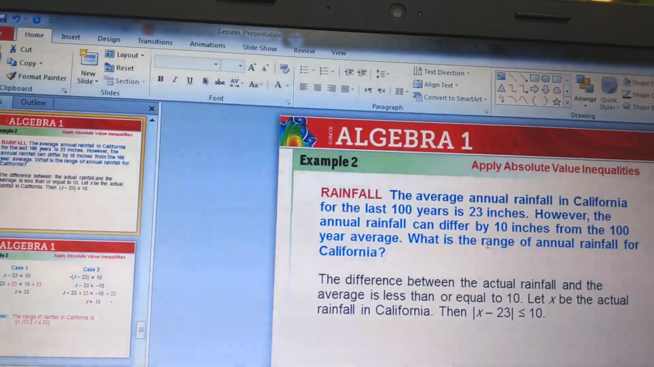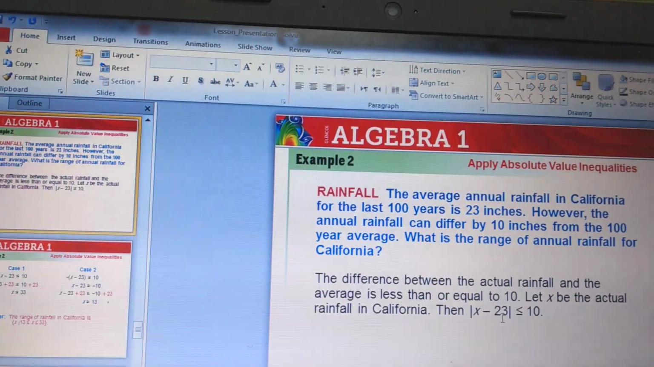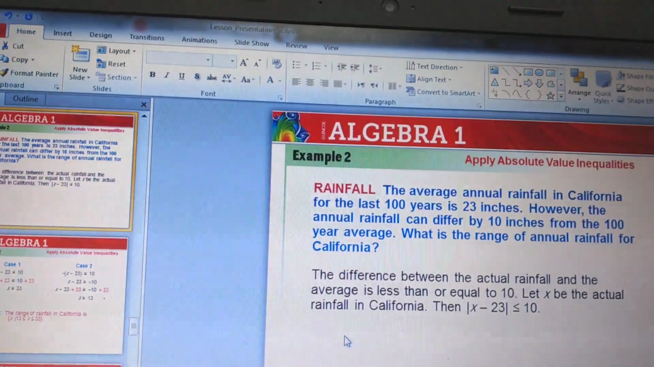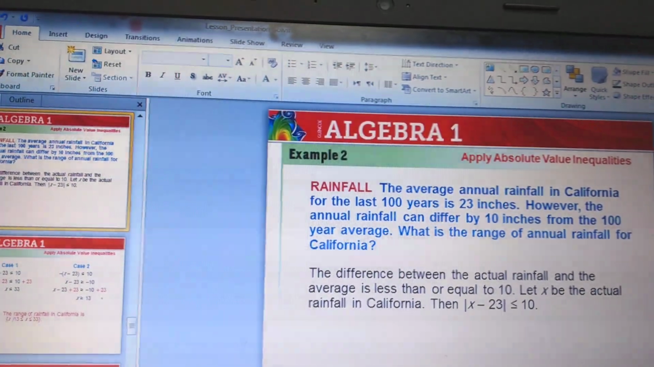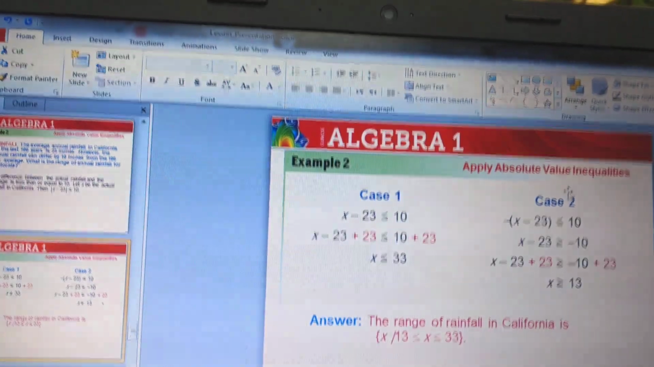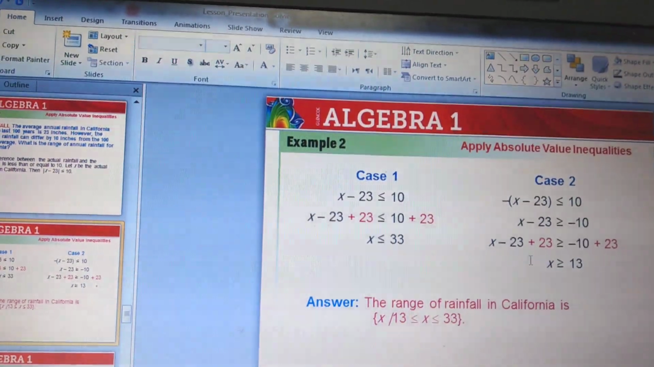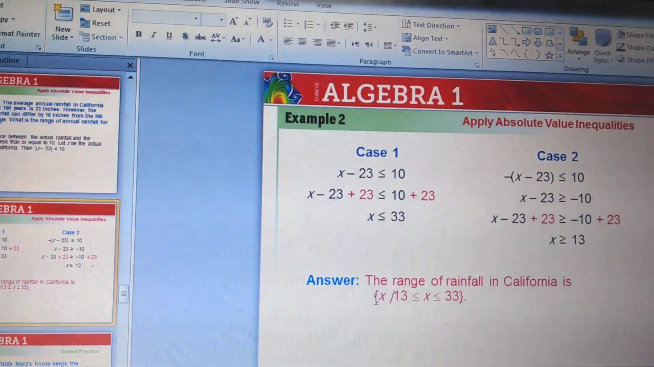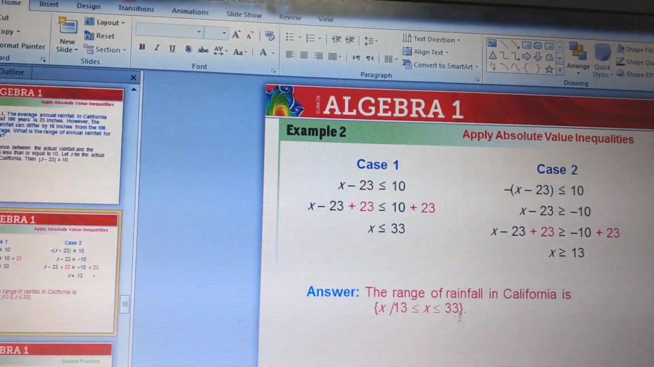Actual minus average, less or equal 10. Like here, absolute value of x minus 23, less or equal 10. Of course, here we have two cases. x minus 23 less or equal 10. x minus 23 more or equal negative 10. You see here, case 1, case 2. You solve them. You get x less or equal 33, x more or equal 13. Then the actual rainfall will be between 13 and 33.